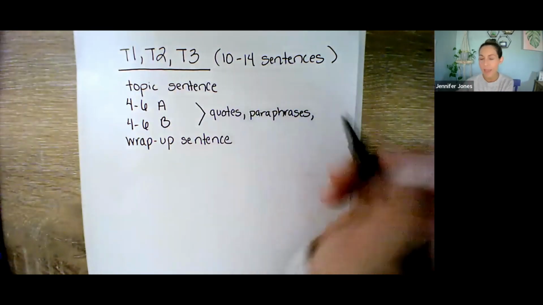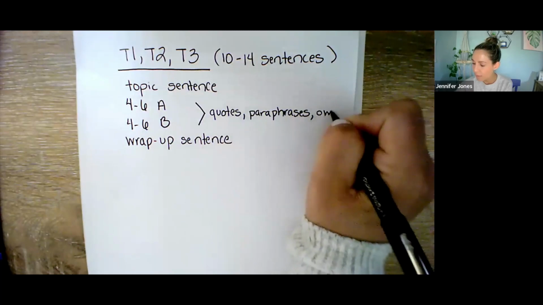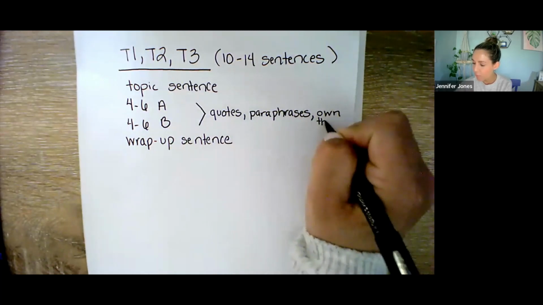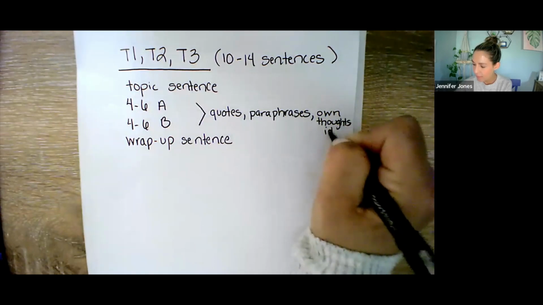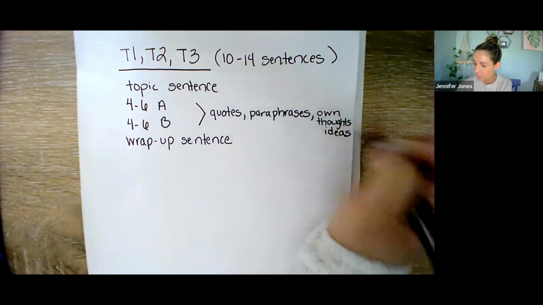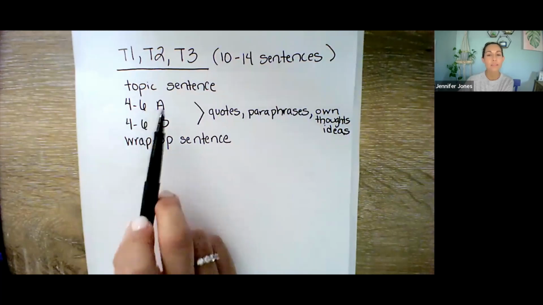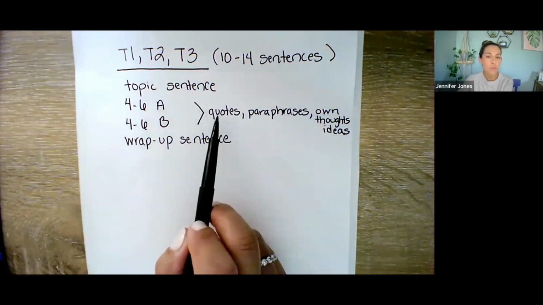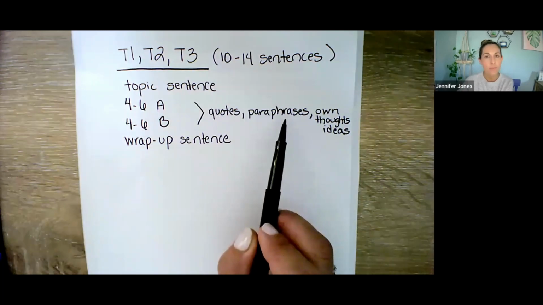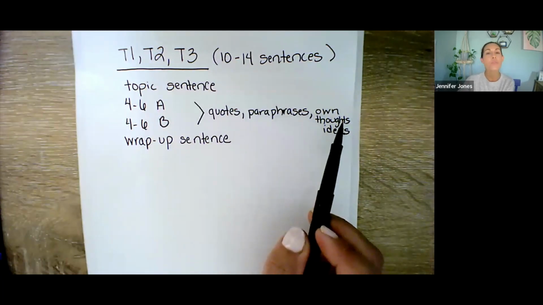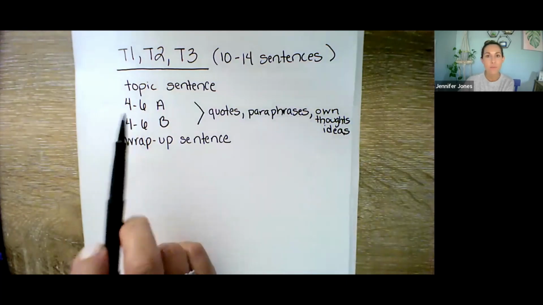So either it's going to be evidence or it's going to be our own thoughts and ideas. So we'll write 4 to 6 sentences about A. That's going to be a mixture of quotes about our A subtopic, paraphrased information about our A subtopic, and our own thoughts and ideas about our A subtopic. We're going to do the same thing for B.